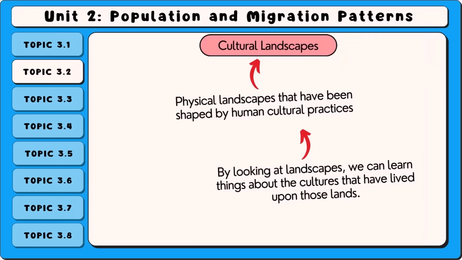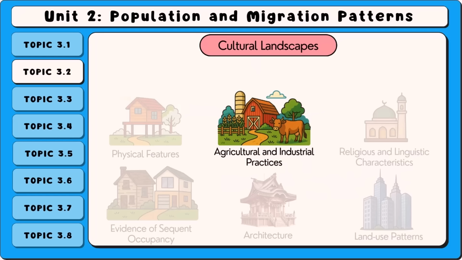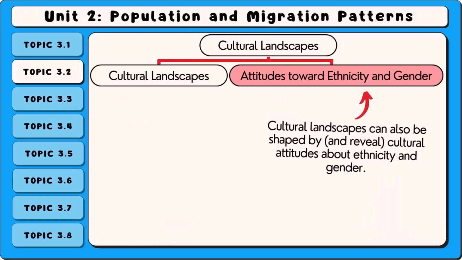So far in this lesson, we've learned that cultural landscapes are physical landscapes that have been shaped by human cultural practices. By looking at these landscapes, we can learn things about the cultures that have lived upon those lands. We looked at different ways this occurs, such as through signs and religious monuments, as well as through agricultural practices. We also looked at how different cultures leave different types of marks, such as by having different architectural styles or city designs. The second half of this lesson looks at how cultural landscapes can also be shaped by and reveal cultural attitudes about ethnicity and gender.